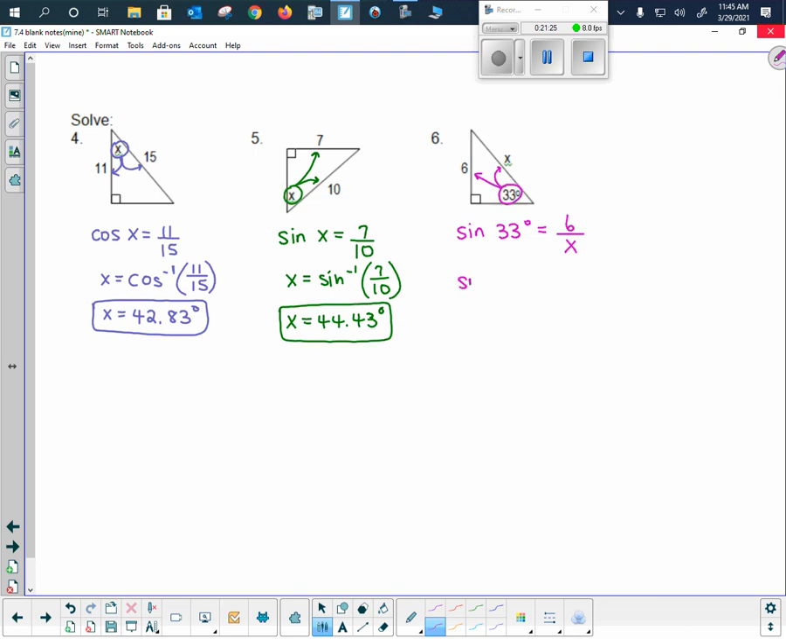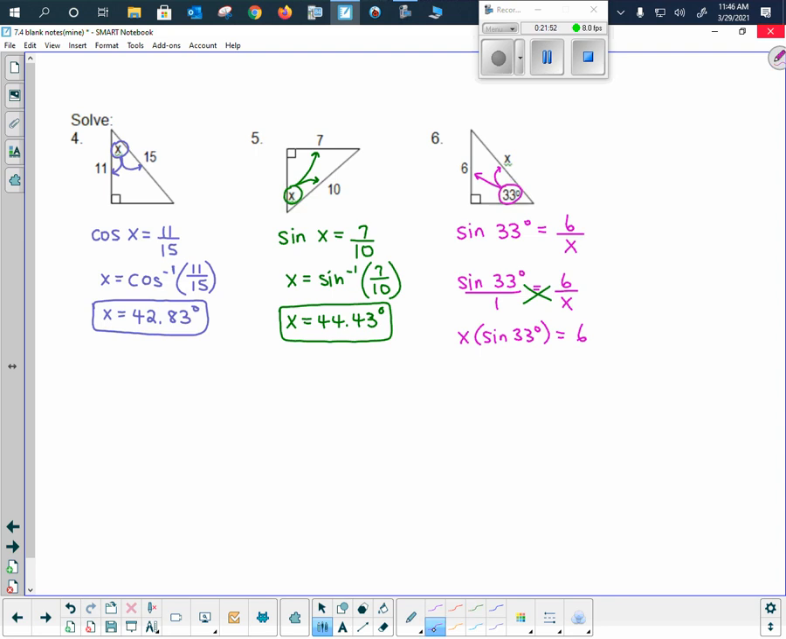Well, I know I'm supposed to make both sides into a fraction, so put this over 1. And I'm now going to cross multiply. So I'm looking for the x first. So x is going to be multiplied by the sine of 33 degrees. And 6 times 1 will give me 6. So x times sine 33 equals 1 times 6 to give me the 6.